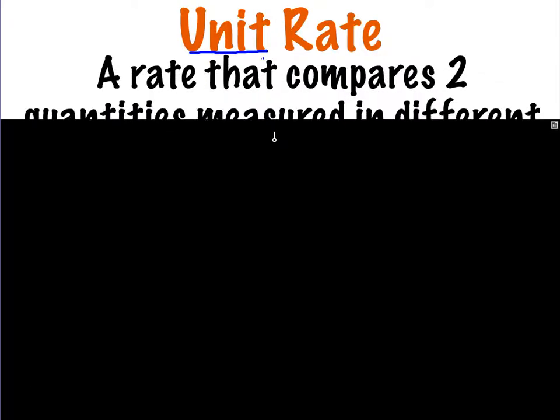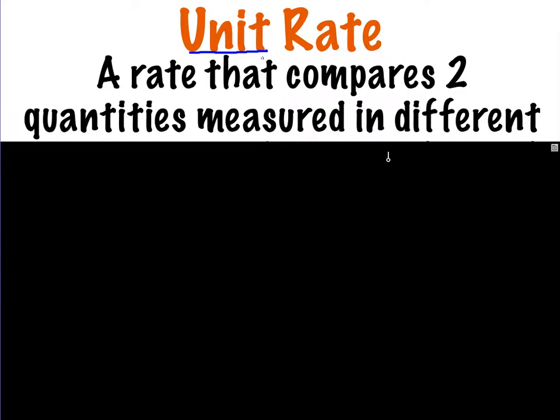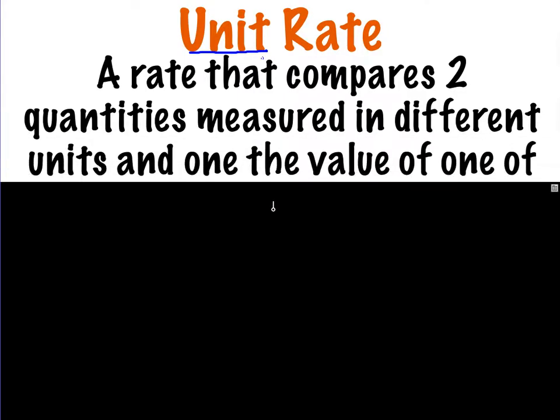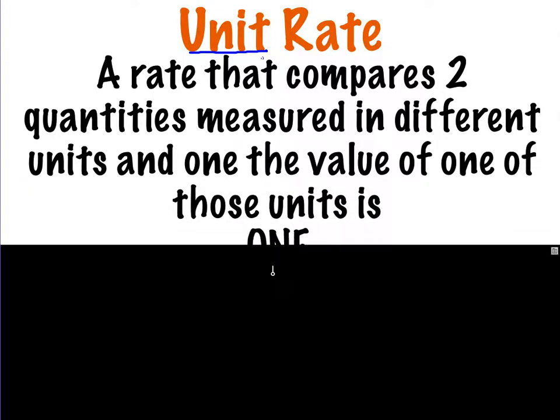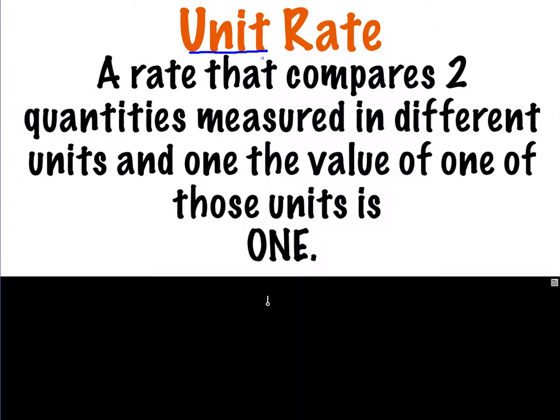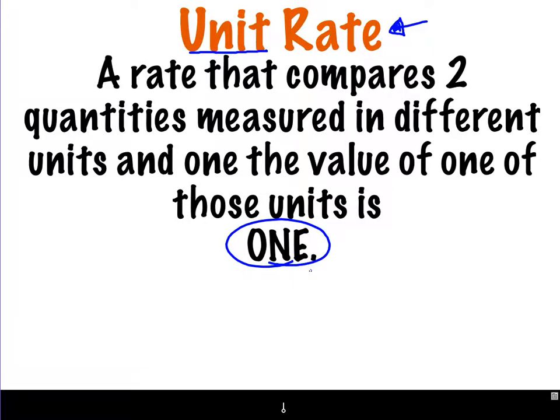So a unit rate, this word unit is singular, and it's telling you that you're looking for one. So the unit rate is a rate that compares two quantities again, measured in different units, again, because that's a rate, and one value of one of those units is 1. Okay, so the big deal here is, again, it's the exact same definition as rates, but then you're tacking on the idea that one of those numbers has to be 1.